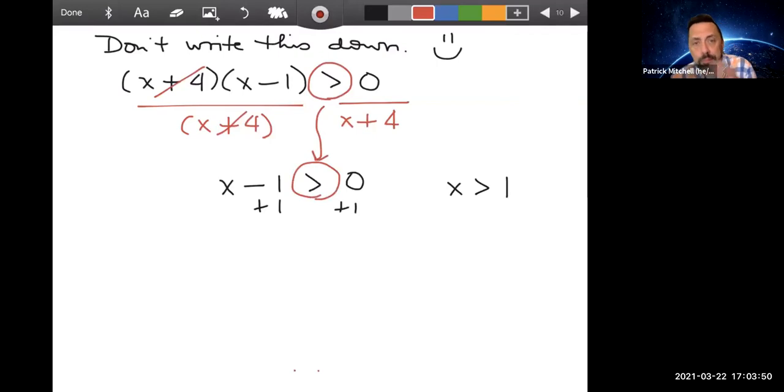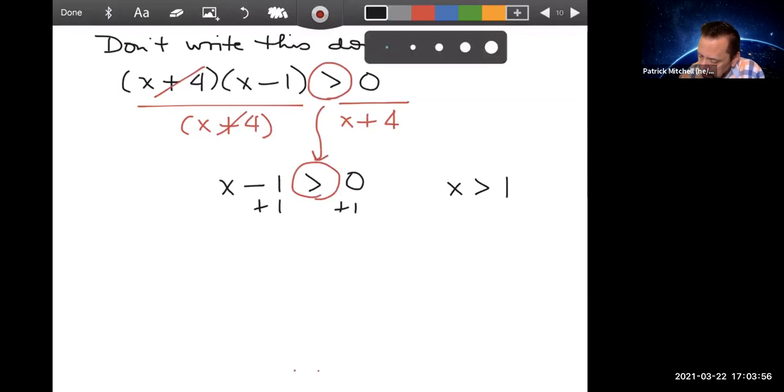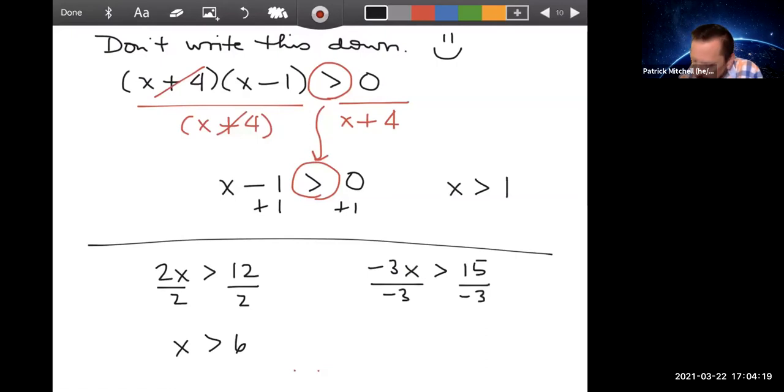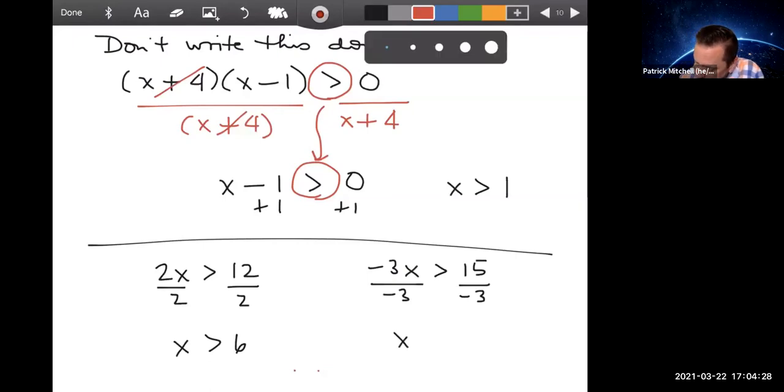Do you remember that there's a rule for inequalities? For example, let's say you have a totally different problem, 2x is greater than 12. There's a rule that says you're allowed to divide both sides by 2, and that would give you x is greater than 6. On the other hand, if it was negative 3x is greater than 15, and you divide by negative 3, you remember the special thing that happens? Because we divided both sides by a negative, this would become x is less than negative 5.